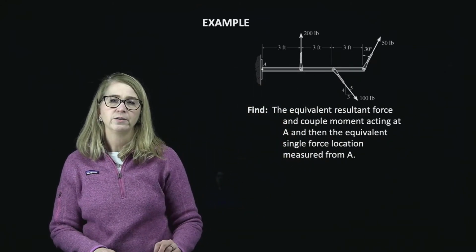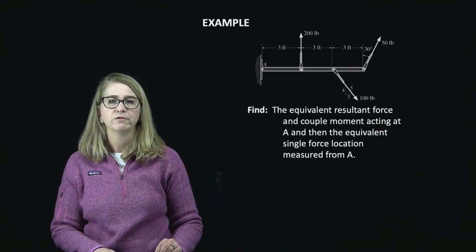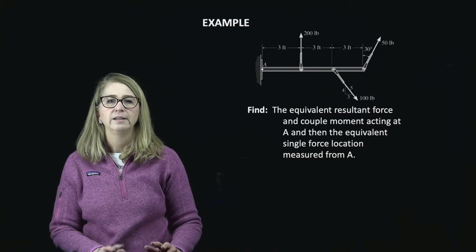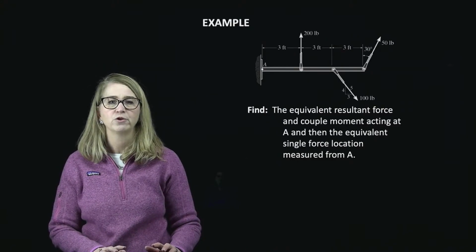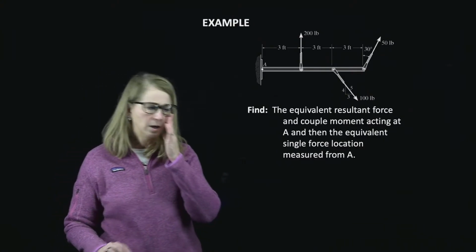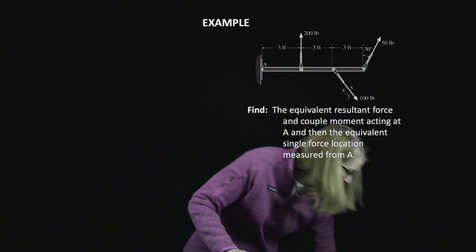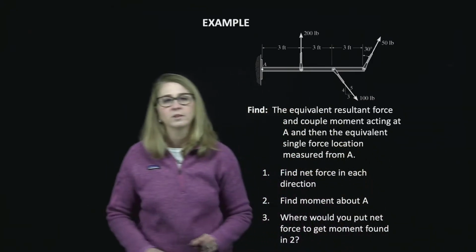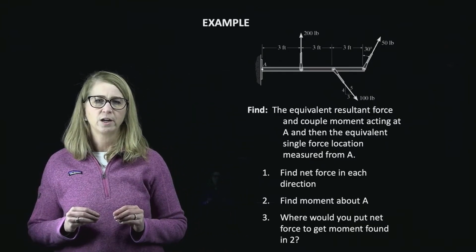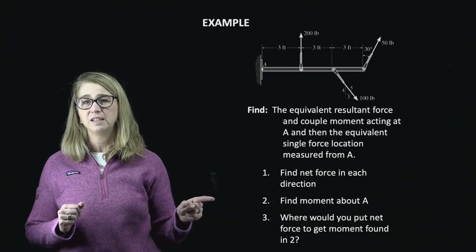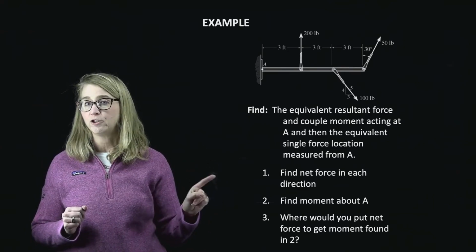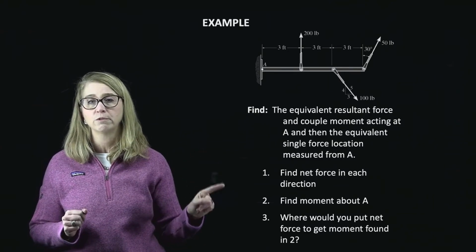So here is a case where they want us to find the equivalent resultant force and couple moment acting at A, and then the single force location measured from A. So what does that mean? There's actually some instructions. It's really kind of thinking about doing this in a two-stage process. And in this problem, we're actually not going to need to add a moment, but we're going to put our resultant force at the right location so it causes the moment that we saw originally.